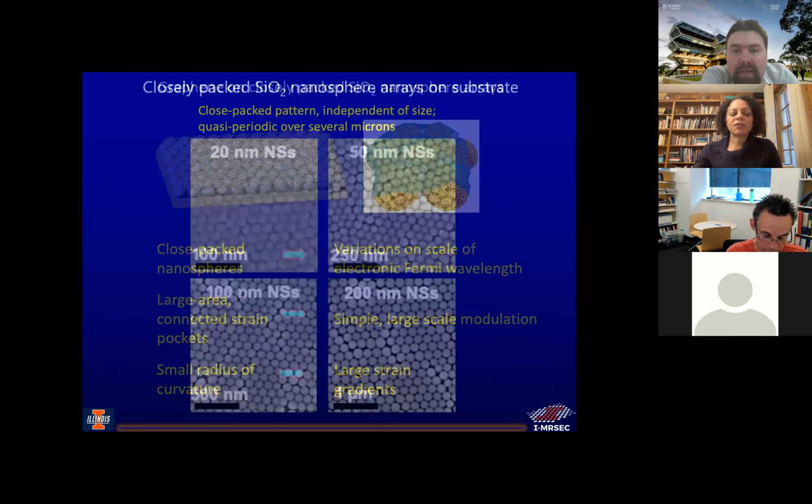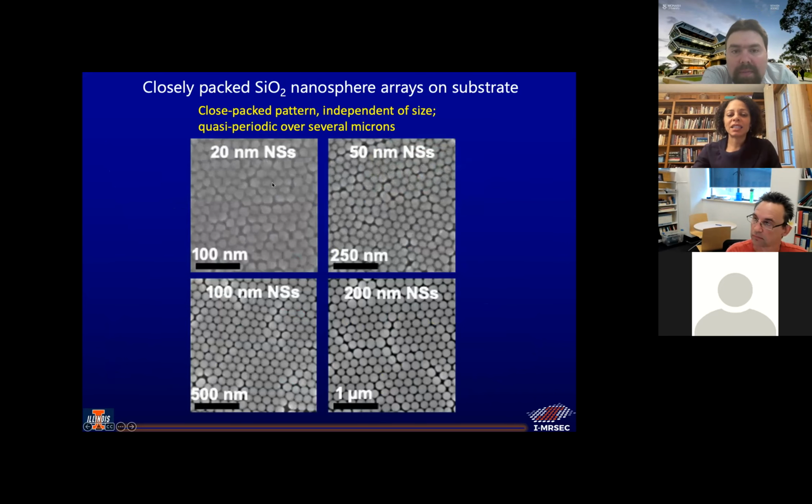Okay, so what do these nanospheres look like? As I mentioned, they're close packed over several microns, pretty independent of size. This is a close packed array. This is just nanospheres: 20 nanometer, 50 nanometer, 100 nanometers, 200 nanometers. And you can see that you get some grain boundaries between the crystals, but overall on the scale of microns, you get pretty nice polycrystalline behavior independent of the size.